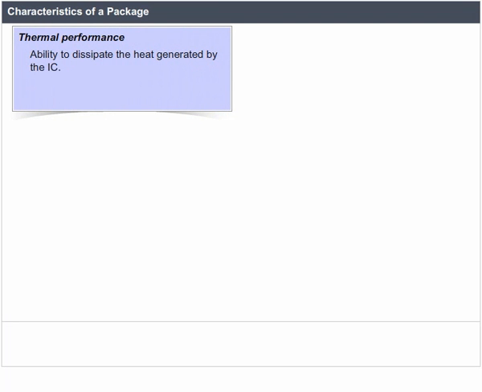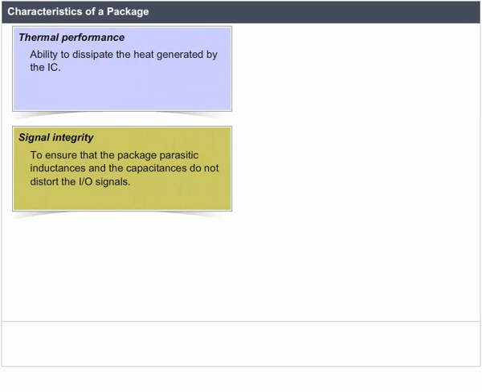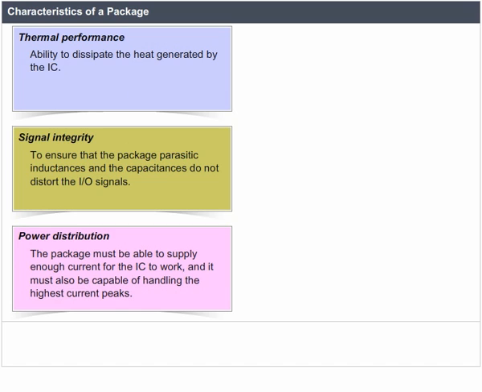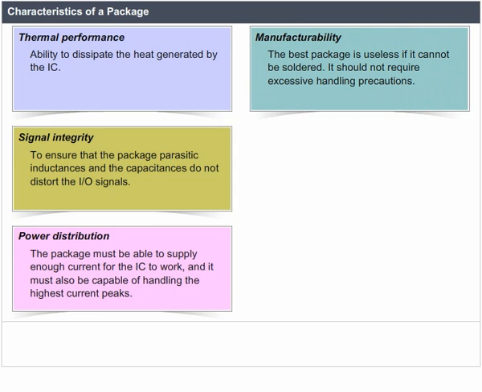Characteristics of a package: thermal performance, the ability to dissipate the heat generated by the IC. Signal integrity, to ensure that the package parasitic inductances and capacitances do not distort the input-output signals. Power distribution: the package must be able to supply enough current for the IC to work, and it must also be capable of handling the highest current peaks. Manufacturability: the best package is useless if it cannot be soldered. It should not require excessive handling precautions.